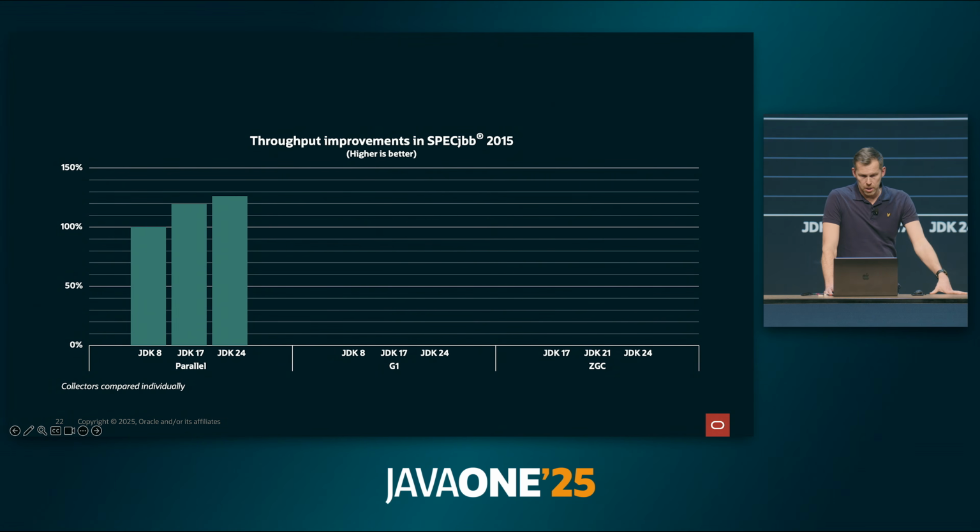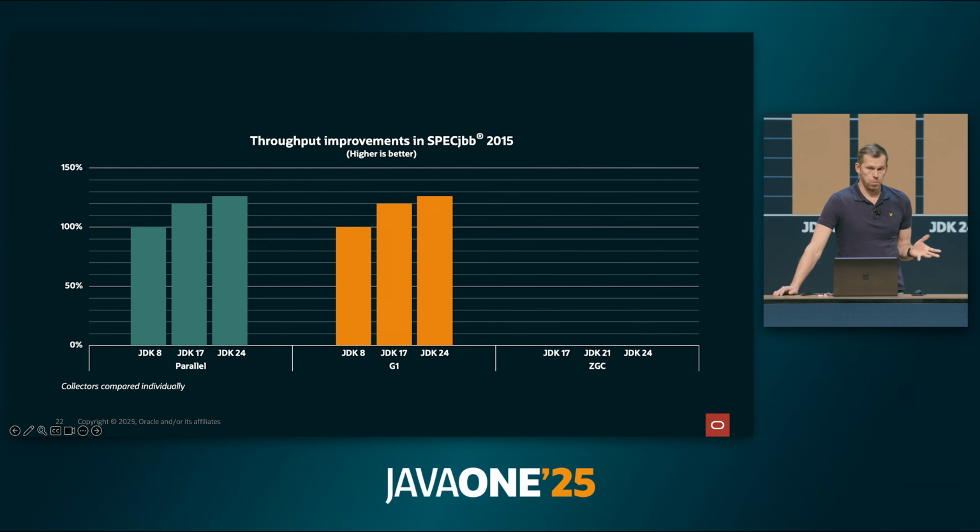So throughput-wise, for Parallel, we see some really great improvements. Going from 8 to 24, you can expect something like a 25 to 30% improvement in throughput. Going just to JDK 17, the improvement is somewhere around 20%. For G1, very similar results, maybe slightly higher, but more or less in the same ballpark. And again, keep in mind here, this is not only due to GC improvements. This is improvements to the whole platform.